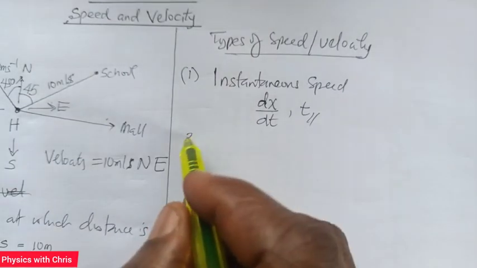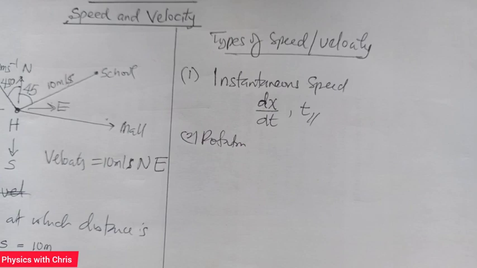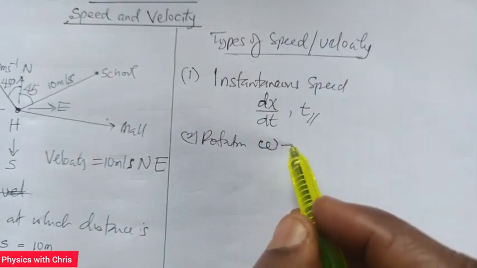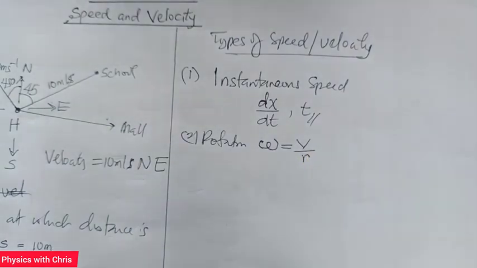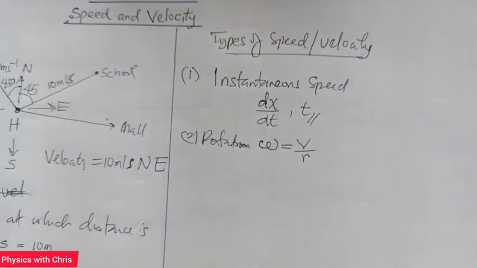Then we also have what we call rotational speed. Rotational speed has to do with the speed of a rotating body. For instance, the blades of a fan rotate when the fan is turned on, or the wheel of a car rotates when the car is being driven. So for the speed of rotation, rotational speed, the symbol is omega. It is given by the linear speed or tangential speed over the radius of the circle, or radius of the body. Okay, so that's rotational speed, the speed of a body that is rotating.